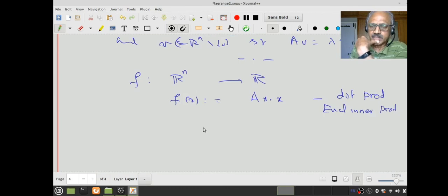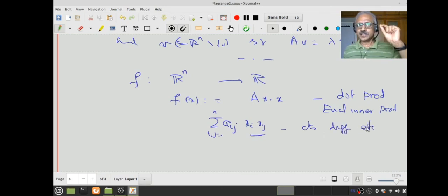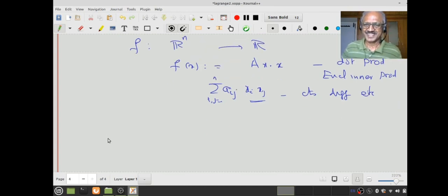If you write it in terms of coordinates, it is the sum of aij xi xj, with i and j varying from 1 to n. This is a quadratic polynomial. Therefore, this is continuous and differentiable, etc. But if you remember, we had already computed the derivative in one of our earlier lectures. Please go back and learn it in case you have not done that, because this kind of example is never done in calculus of several variables.